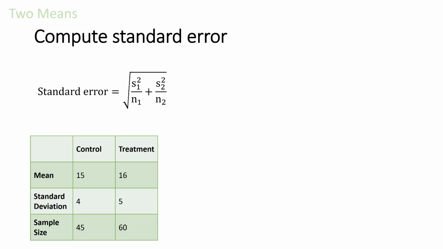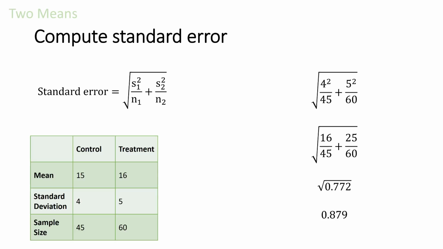Here we have descriptive statistics for two independent groups. The control group, which we'll call group 1, and the treatment group, which we'll call group 2. I plugged these values into our formula. Note that in the descriptive statistics, we were given the standard deviation, which is s, so I had to square it. The standard error for the difference in these two means is 0.879.